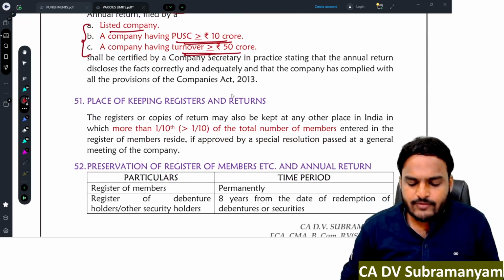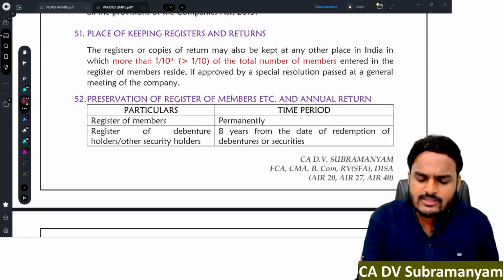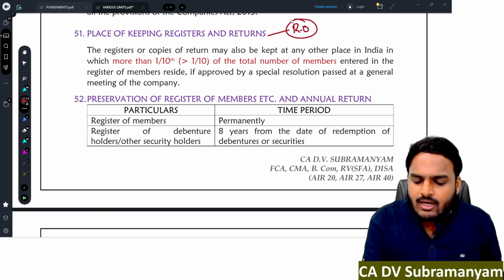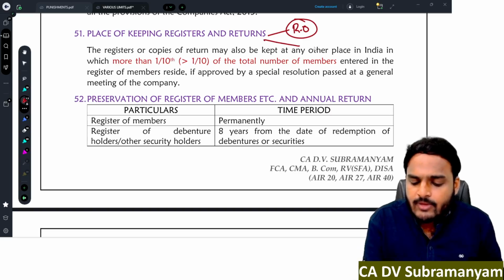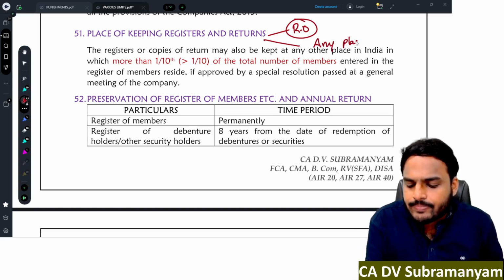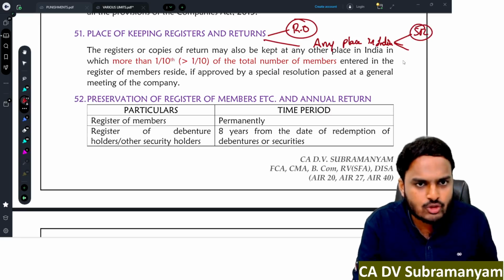Next, place of keeping these registers and annual returns. First option is registered office, without any other alternative. Next option, any place in India, subject to 2 conditions. One is special resolution. You need to get special resolution from the members.